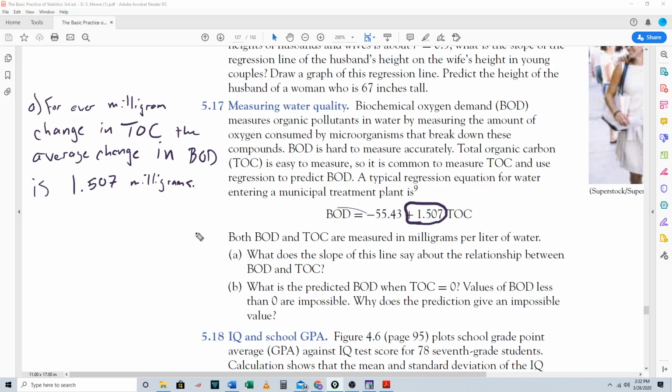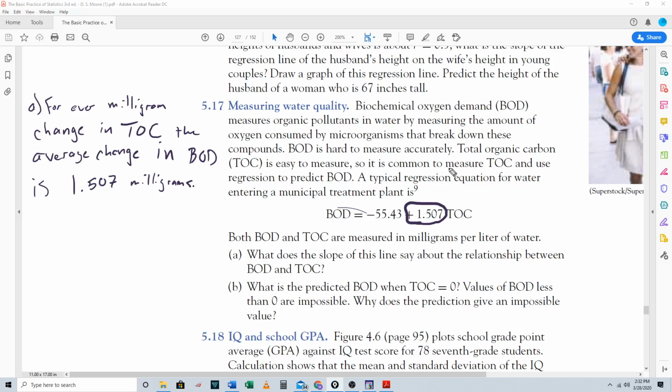So that's part A. That's how you would answer every question about how to explain the slope. And again, it's going to be important to understand how to explain the slope. What does it actually mean? Again, Google Sheets is going to do the calculations for us. What you have to do is explain it.